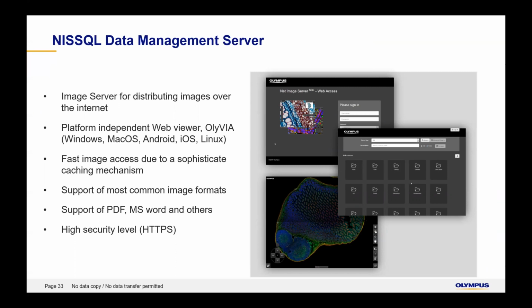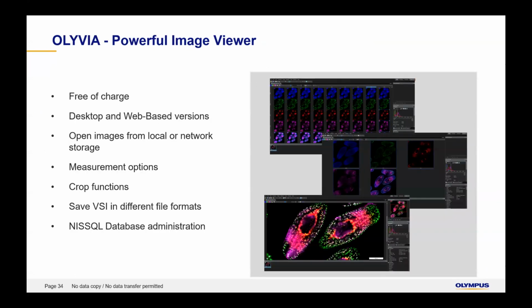People working from home or collaborating long distance, this becomes a very powerful tool for being able to securely access your images online. In addition to this, we offer Olivia, which is our free image viewer. Olivia gives any user the ability to open up the files, take basic measurements, save them, extract layers, crop, and it's a very handy free tool that allows anyone to do basic image manipulation without having to go to a specific analysis station.